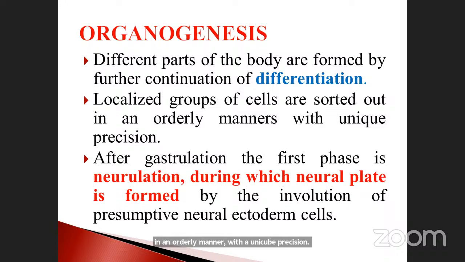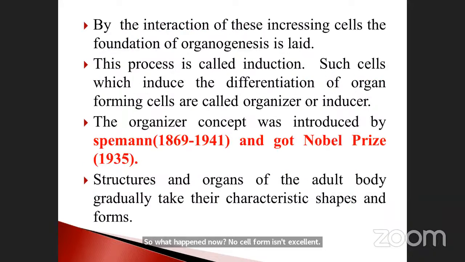After gastrulation, the first phase is neuralization, during which the neural plate is formed by the involvement of the receptive neural ectoderm cells. First, what happened? Nerve cell formation takes place. Okay, see here. By the interaction of these inducing cells, the foundation of organogenesis is laid. This process is called induction.